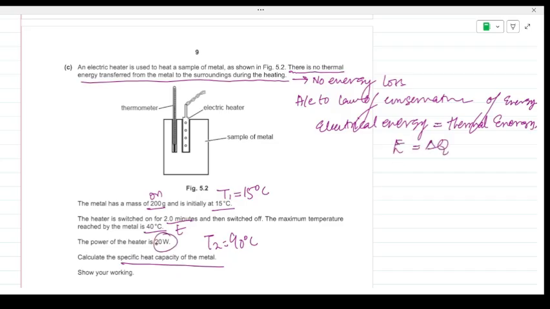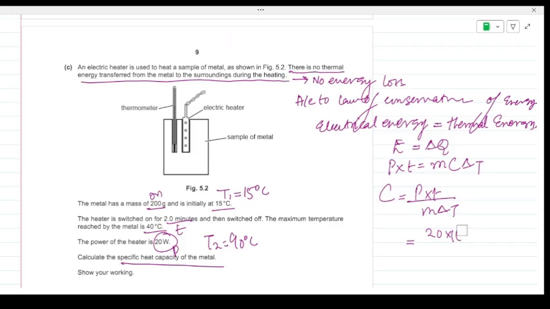Then the electrical energy can be calculated. We have a power of 20 watts. So we can write electrical energy as power times time, and thermal energy as mc delta T, where c is the specific heat capacity of the metal. We can rearrange the formula and plug in the values to calculate the number. Power is 20, time is 2 minutes, so we convert it into 120 seconds.